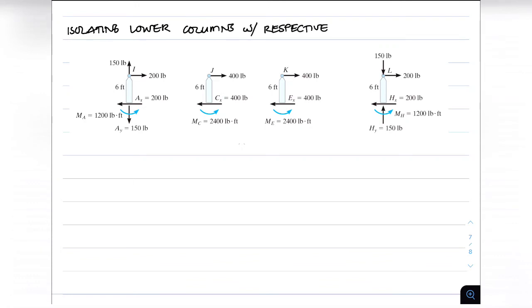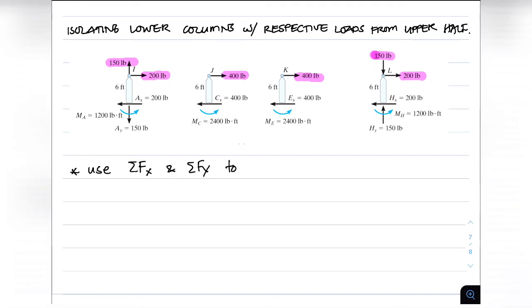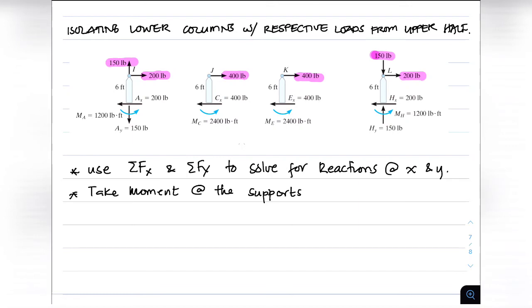After solving the upper portions of our frame, we will isolate the lower columns with their respective loads from the upper half. So here we were able to transfer the 150 pounds and the 200 pounds at point I, the 400 pounds at point J, the 400 pounds at point K, and the 150 pounds and 200 pounds at point L. So here we will use the summation of forces X and summation of forces Y to solve for the reactions at X and Y of our columns.